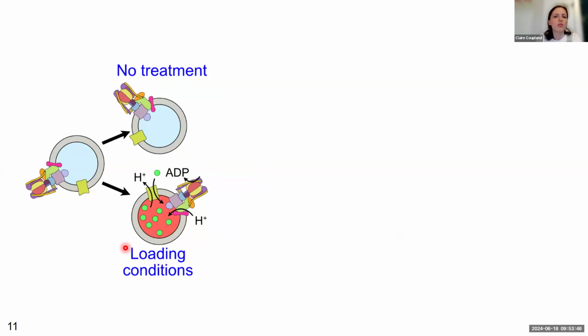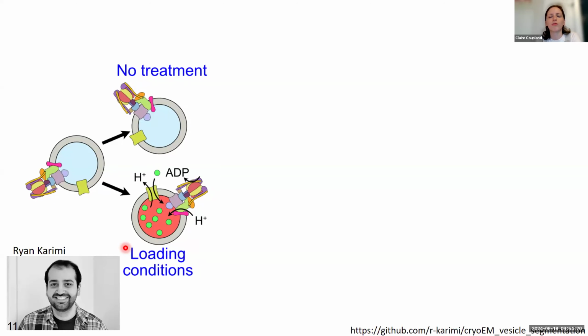So moving on from this, once we had a really nice resting state structure of the V-ATPase, we wanted to see if there were any conformational changes, or if any of the things we'd observed changed upon loading of the synaptic vesicles. And so we treated synaptic vesicles with ATP and glutamate, the neurotransmitter, to mimic synaptic vesicle loading conditions before freezing to a grid.